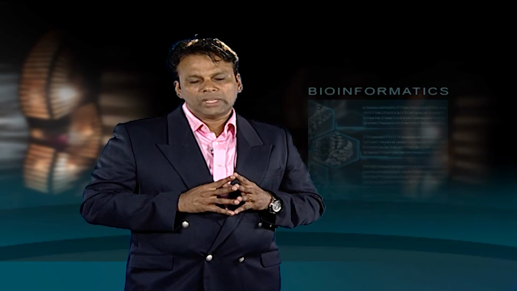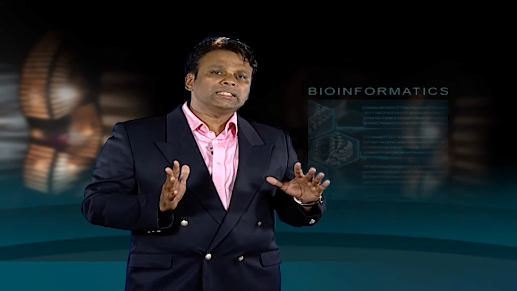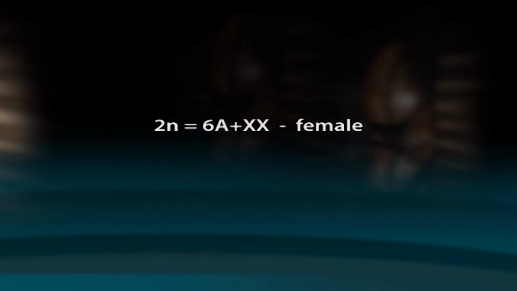Secondly, let us see about sex determination in Drosophila. In Drosophila, the sex determination is by XX and XY mechanism, but with a difference when compared to sex determination in humans. Its 2n number is 8. In female, there are 6 autosomes and XX chromosomes, but in male there are 6 autosomes and XY chromosomes.